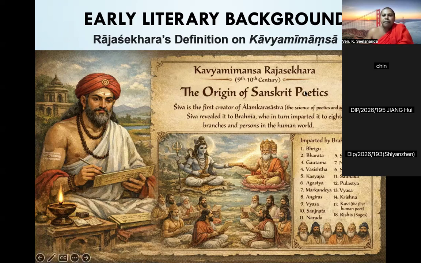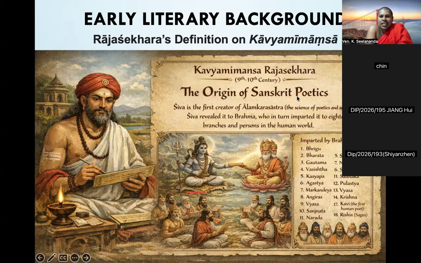There is a work, Kavya Mimamsa by Rajasekhara, 9th and 10th century. He described the origin of the Sanskrit poetics like this. Shiva is the first creator of Alankara Shastra or poetics. Shiva revealed it to Brahma.